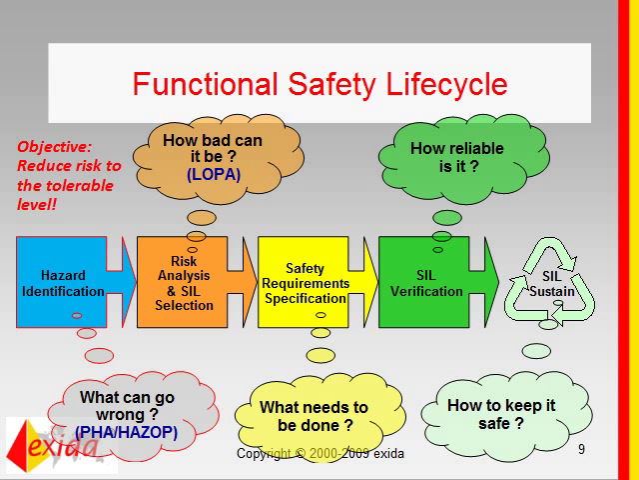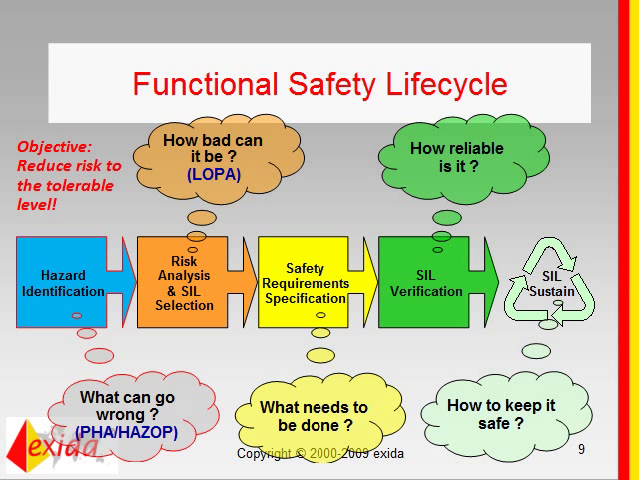Followed by safety requirement specification, where we basically document: these are the risks, these are the hazards that we have identified, and these are the functions that need to be implemented to protect against that. And then in the next step, we are doing the SIL verification, the conceptual design, where we try to come up with something that will protect against this hazard with a specific level of risk reduction. How reliable is it is the question. And then finally, the sustain phase. Once we are in operation, we need to make sure that we keep our safety. How do we keep everything safe? The objective of this functional safety life cycle is to reduce risk to a tolerable level.